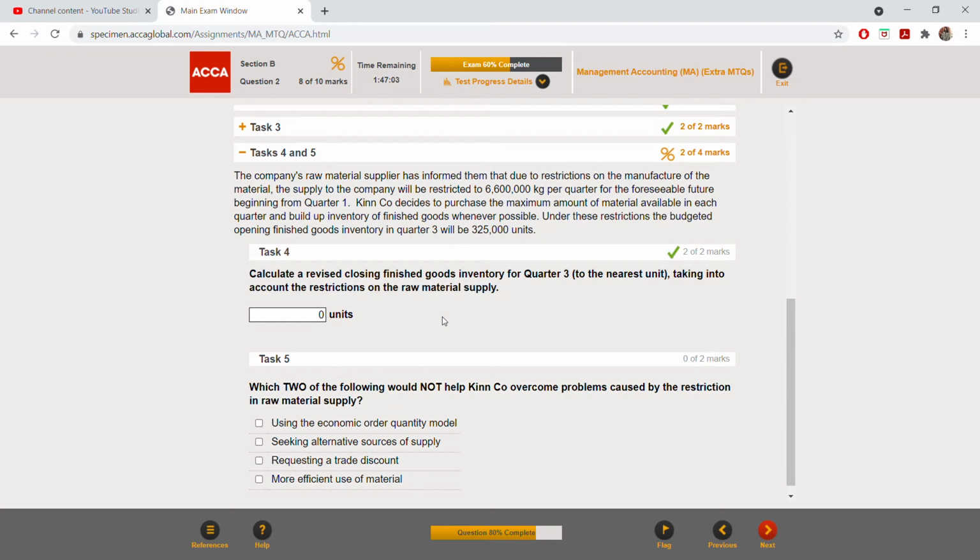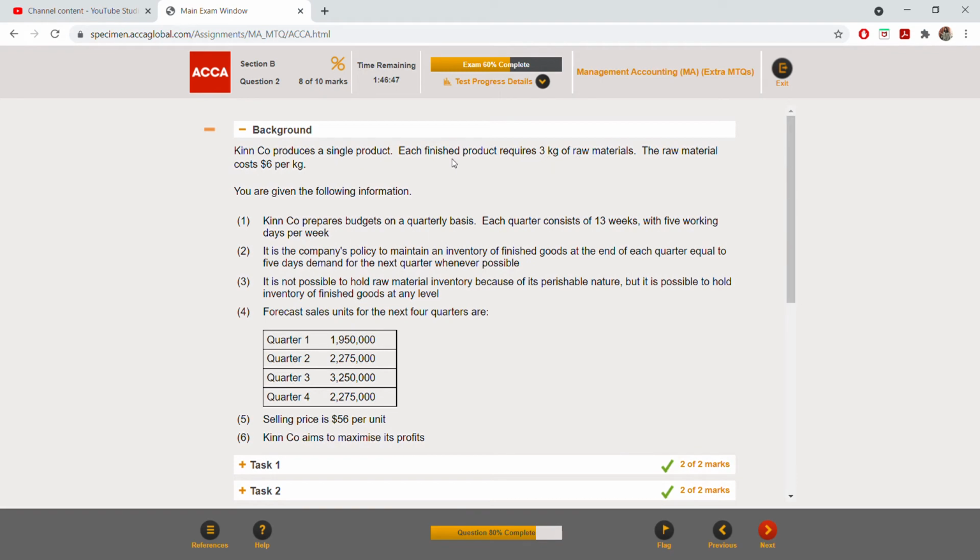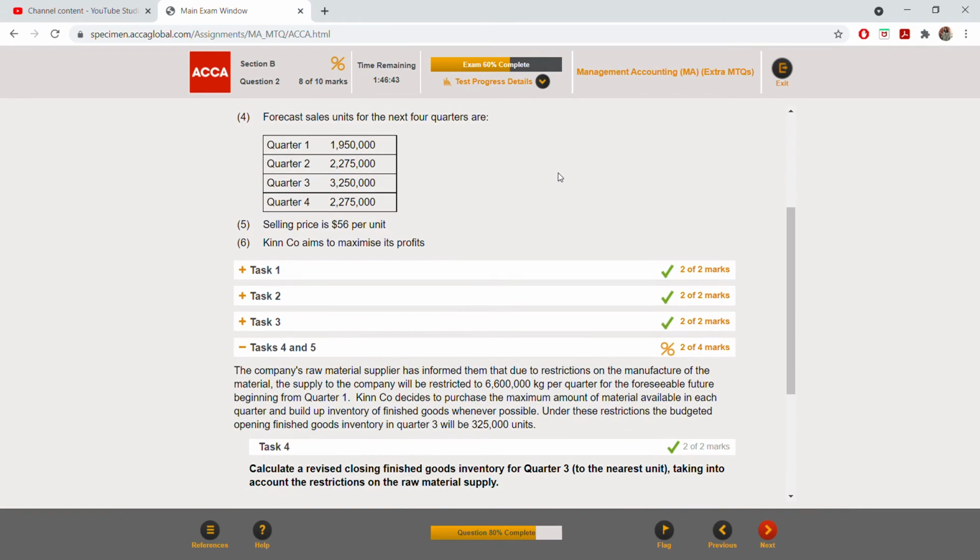Okay, so as this kg of material is available, then the company can only produce how many? Just divide it by 3. Why divide by 3? Each finished product requires 3 kg of raw material. Okay. So divided by 3, that means the company can only produce how many units? 2.2 million units.